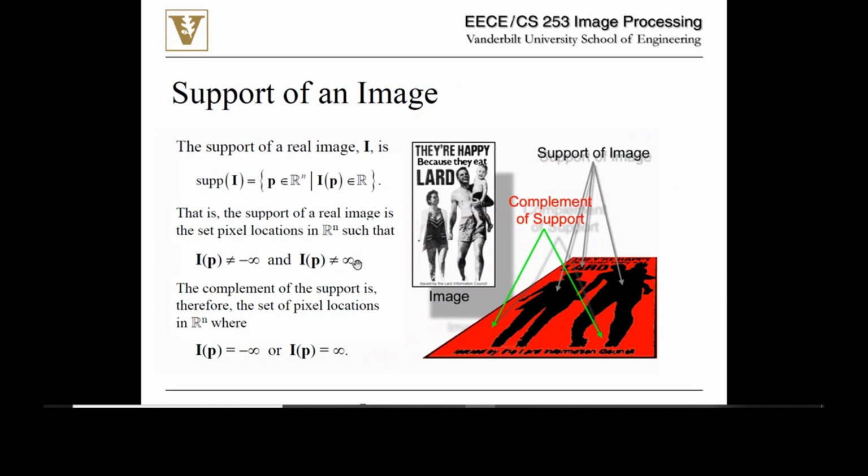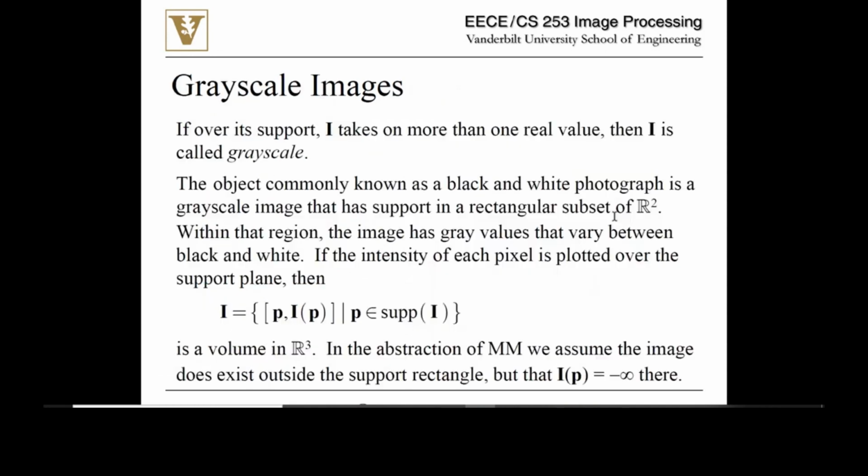The support of an image, now that it is not binary anymore, is the set of locations such that the intensity has a real value. So now we have the possibility to take infinity or minus infinity. The pixels in the background will be set to minus infinity, just to say they are in the background. And we have the same concepts as before: once you define the set, like the support, you can define the complement of the support.